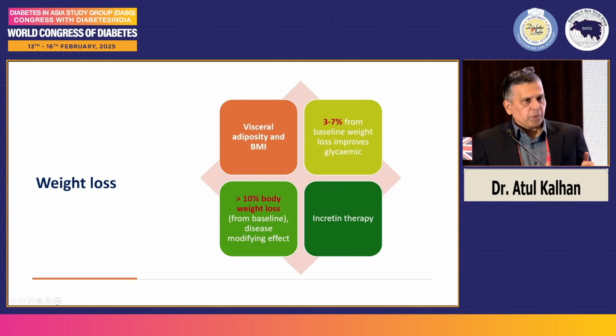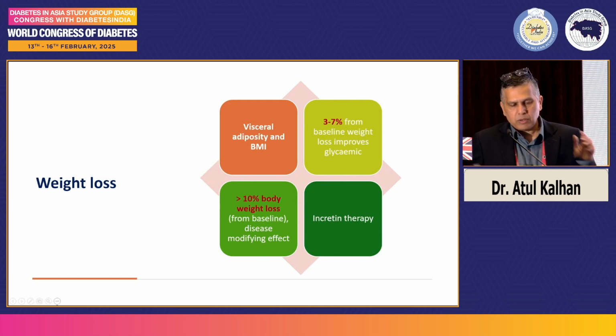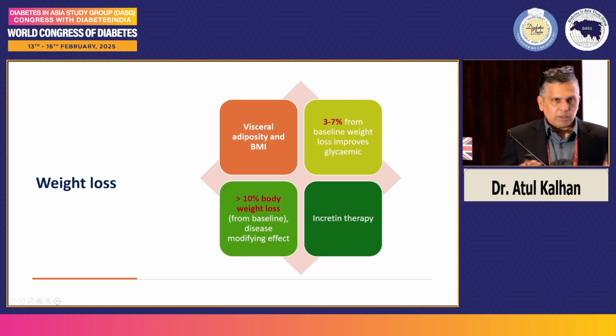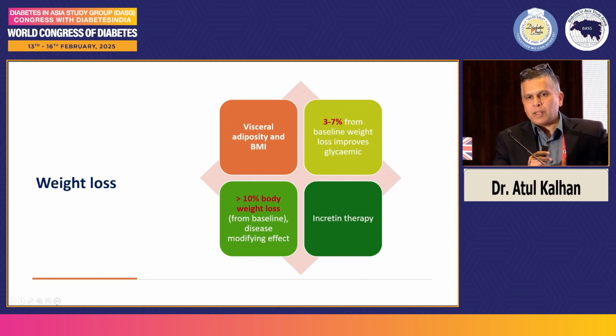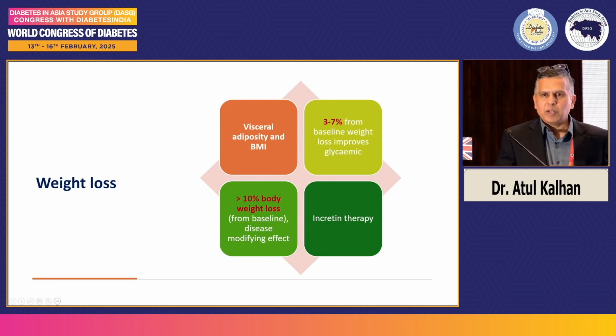3 to 7% weight loss from the baseline will improve glycemic control. Greater than 10% body weight loss, usually at the beginning of the disease, will improve overall control and has a disease-modifying effect. I graduated in 95 and I remember rheumatoid arthritis management like a pyramid. You start with the basics, chloroquine and so on, and then you go into stronger immunotherapies. They were not even available then. The only thing which was available was methotrexate.